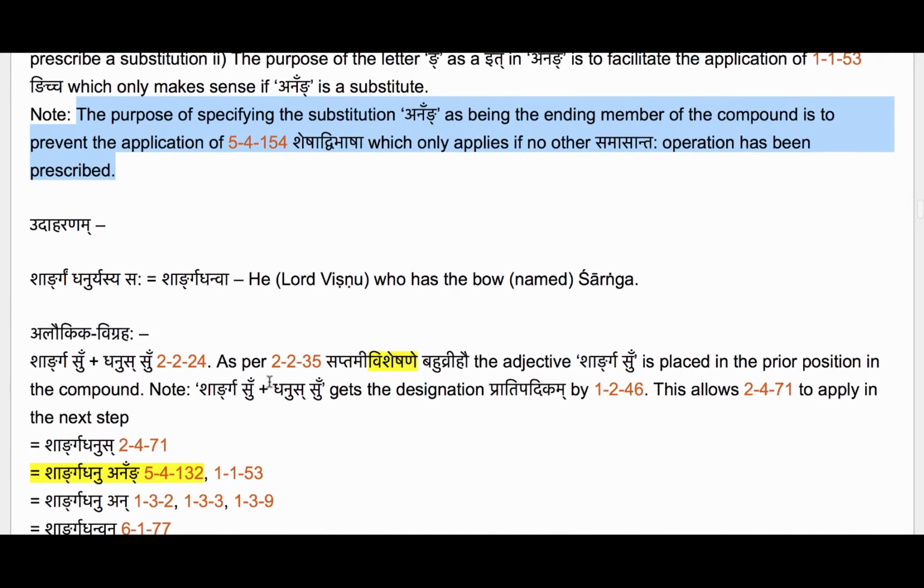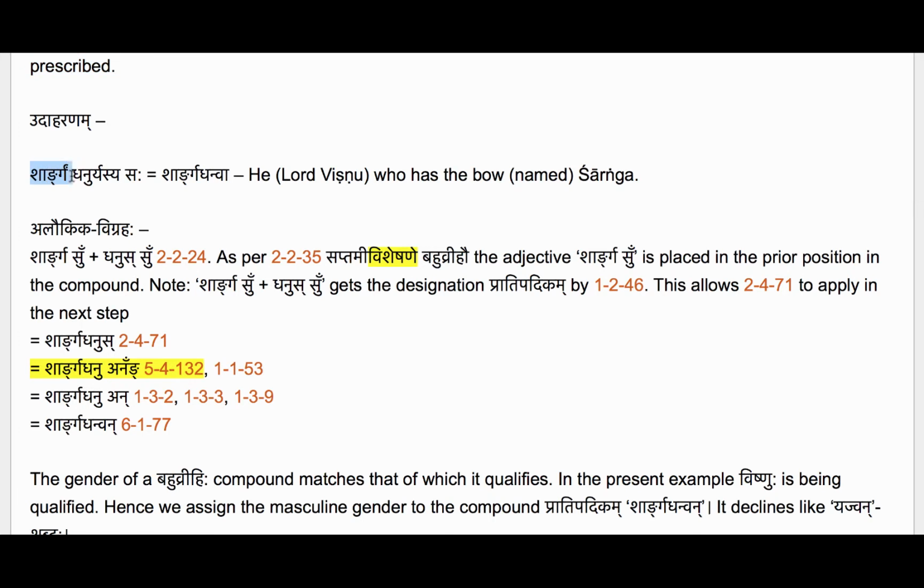Okay, let us now take an example to see how this sutram works. The udaharanam is Sharangam Dhanur Yasya Saha equals Sharanga Dhanva. He, meaning Lord Vishnu, who has the bow named Sharanga. The Alaukika Vigraha is Sharanga su plus Dhanus su, compounding prescribed by the Sutram 2.2.24 Anekamanyapadarthe, which we know very well. Now as per the Sutram 2.2.35 Saptami Visheshane Bahuvrihau, the adjective Sharanga su is placed in the prior position in the compound. Now Sharanga su plus Dhanus su gets the designation Pratipadikam by 1.2.46.